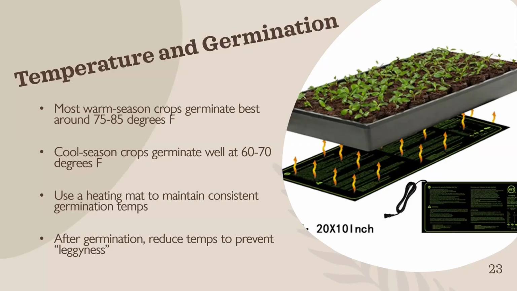So using a heating mat is going to help maintain consistent germination temps, but it's also going to help activate some of those warmer season crops that are going to need that. And then after germination, you can reduce those temperatures to prevent that legginess. So we don't want it to be too hot for too long down there and cause the plants to want to get away from the heat, but it might need that kick just to activate certain varieties.